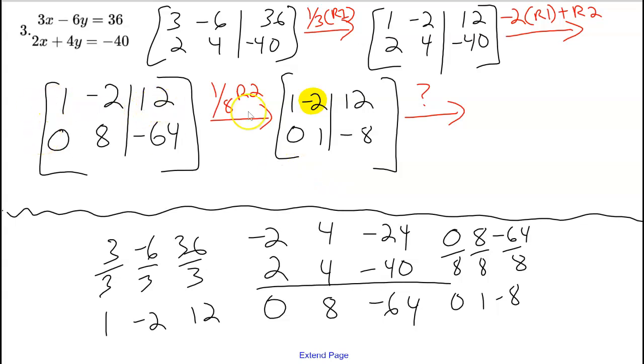So now I've got 1, -2, and 12, what I had here. And then here, 0, 8, and -64 has become the new thing: 0, 1, and -8. Now I'm almost there. I've got 1, 0, and 1 here. I just need to make this 0. What can I do to make this 0? I've got 2 times R2 plus R1. So I'm going to multiply the second row by 2 and add it with row 1. And then that's going to be my new row 1.